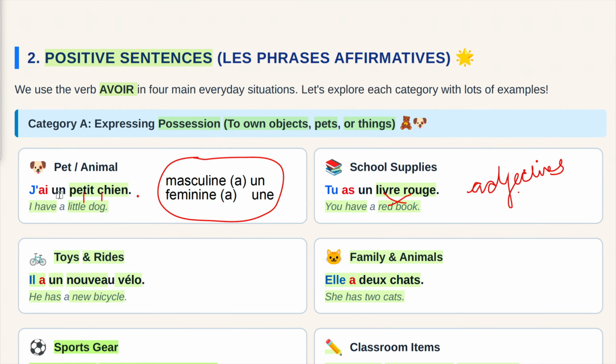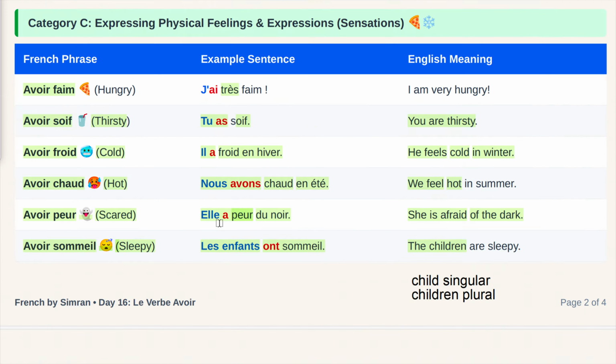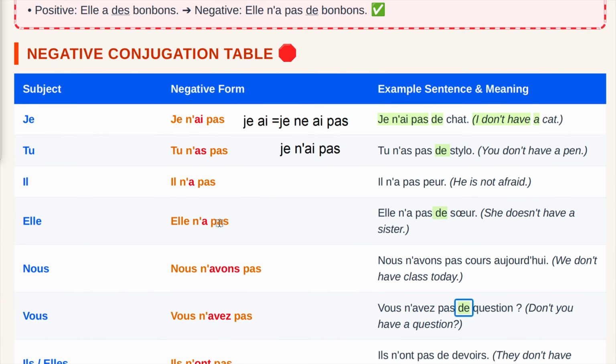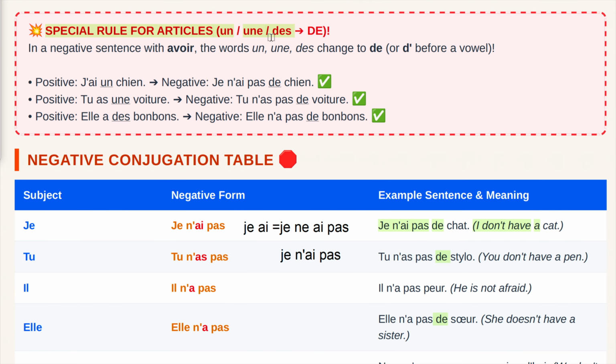In the positive structure we used a, but when you want to write the negative structure, you will not be using un or des, you will be using de. In negative sentences with avoir, the words un, une, des change to de, or d' where there is a vowel after de. So for the positive, j'ai un chien, for the negative you will not be using un, it will be converted to je n'ai pas de chien. You are never going to use un, une, des.